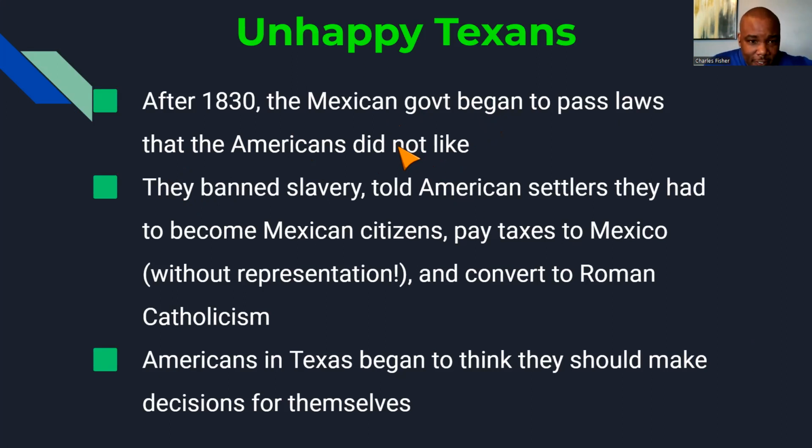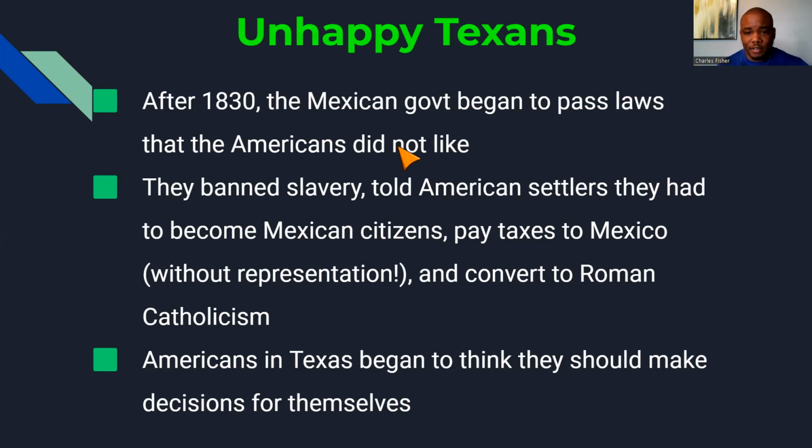The Mexican government banned slavery. No slavery in Mexico. Americans who moved there wanted to bring slaves. Mexico said, no go, no slavery in our land. They also told American settlers they had to become Mexican citizens. So you have to give up your American citizenship, basically, and become a citizen of Mexico, pay taxes to Mexico without representation. Again, does that sound familiar? Yes, taxation without representation. Americans get real angry about that.